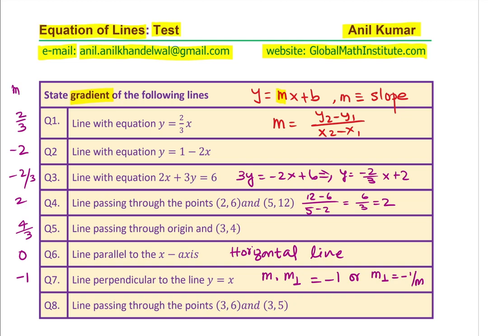Question 8. Line passing through 3, 6 and 3, 5. Now if you do this, y2 minus y1, let's say 5 minus 6 over, we get 3 minus 3, which is 5 minus 6 over 0. Dividing by 0 is not possible, and therefore the slope is undefined or infinitely large. So this is the case of a vertical line, correct? You get the idea, right? So in this we have a horizontal line whose slope has to be 0, and the vertical line whose slope should be undefined.